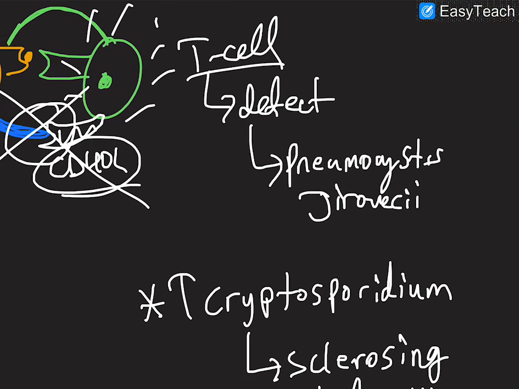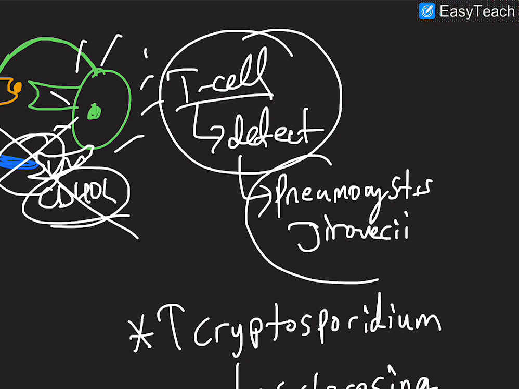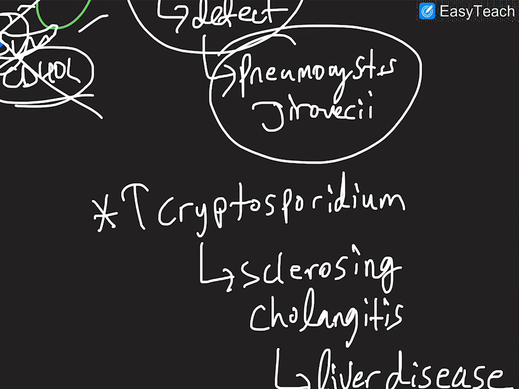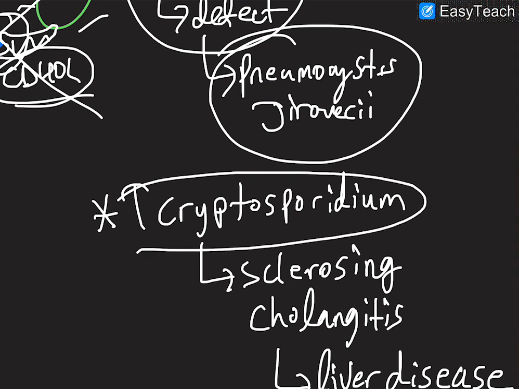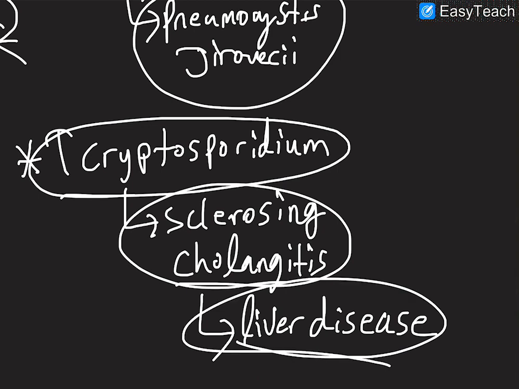So due to the CD40 ligand deficiency that leads to a T cell defect, you can have an increased risk of infections from Pneumocystis jirovecii, for example. And also due to the CD40 ligand deficiency, you can have an increased risk of Cryptosporidium infections, which we know can lead to sclerosing cholangitis and liver disease. Okay, so that's basically it for this video. That was hyper-IgM syndrome.